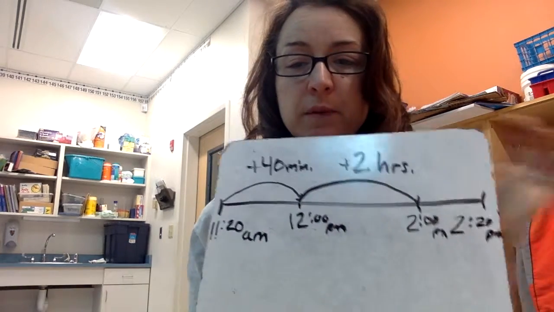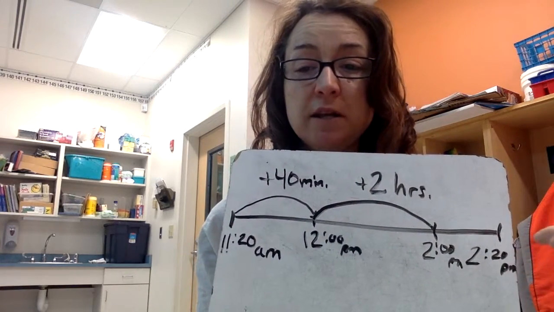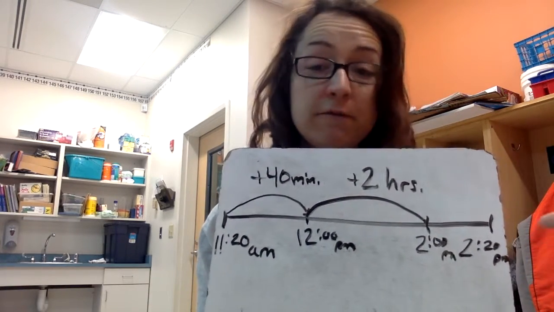It's a little bit messy, but there's my 2 p.m. right there. Now I have just a small jump that I need to make, and I'm looking at from 2 to 2:20, and that's showing me that that's going to be 20 minutes.